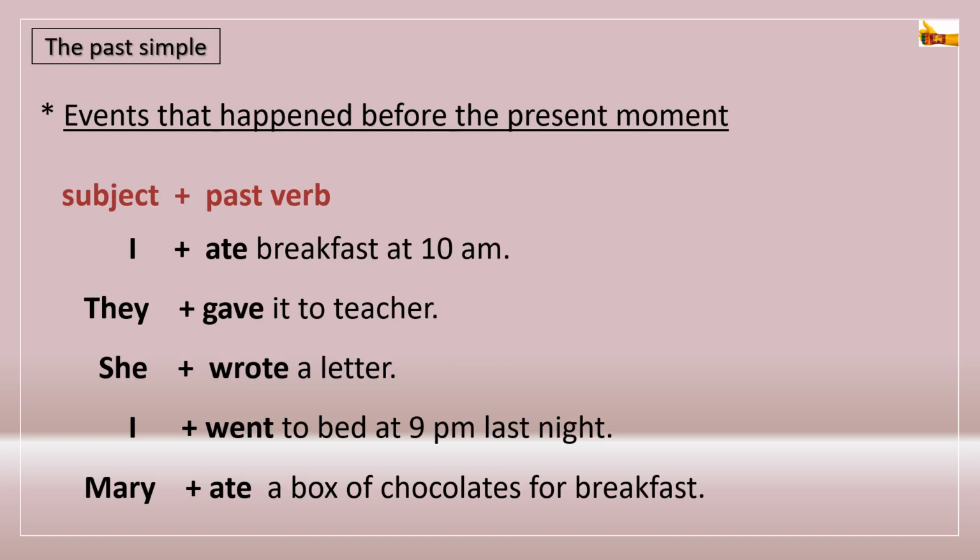Events that happen before the present moment. Here are some examples. I ate breakfast at 10 a.m. They gave it to the teacher. She wrote a letter. I went to bed at 9 p.m. last night. Mary ate a box of chocolates for breakfast.